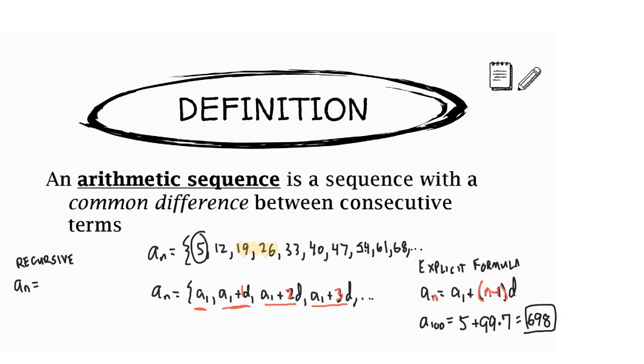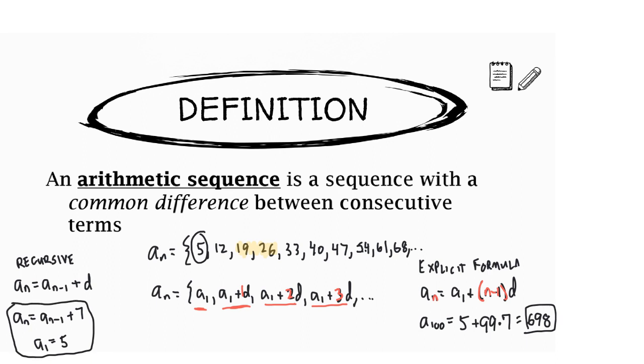In general, we would say that a sub n, the nth term in an arithmetic sequence, is a sub n minus 1, the term that came before it, plus our common difference d. And this comes directly from our definition. In this particular instance, we would say that a sub n was equal to a sub n minus 1 plus 7. Also, given the initial condition that a sub 1 was equal to 5, that would be enough for somebody to figure out any term that they wanted in the sequence.